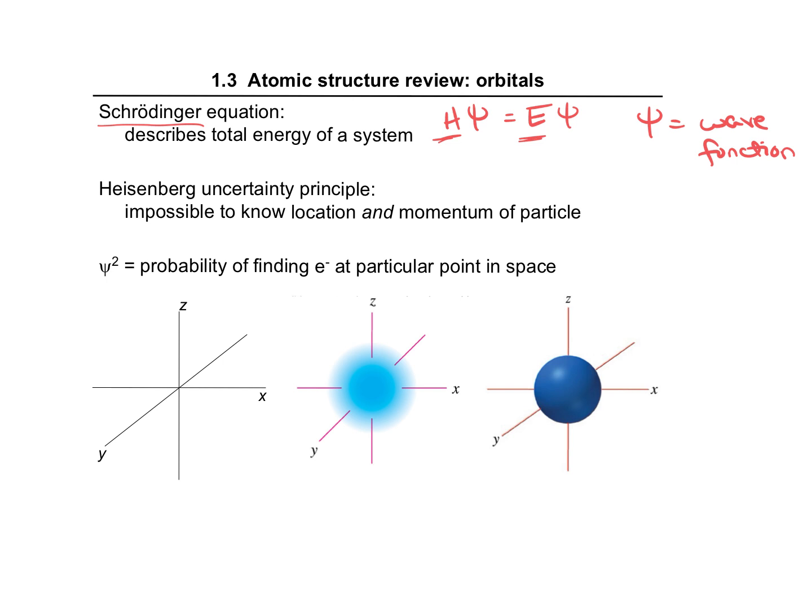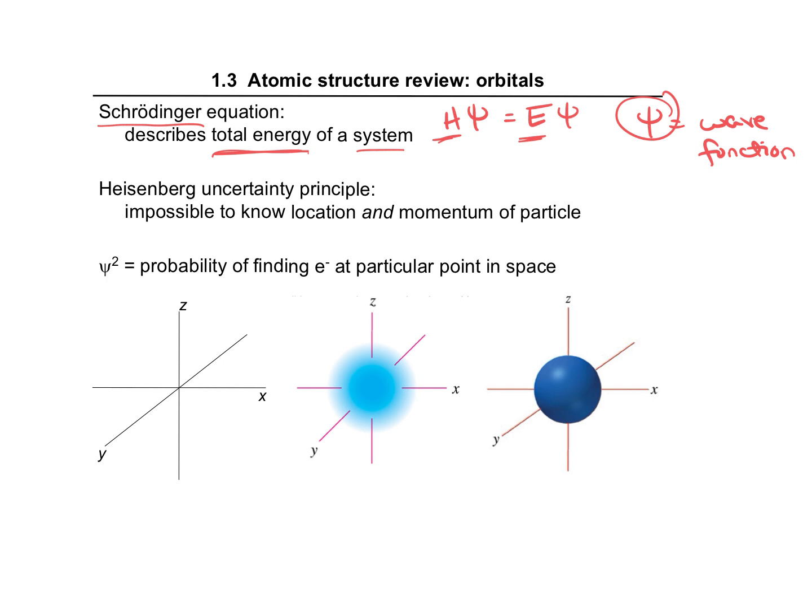So the Schrödinger equation describes the total energy of a system, and a system could be a particular atom. Now, there are many different energy levels, and each energy level is a solution to the Schrödinger equation. So let's just hang on to this idea of psi, the wave function.